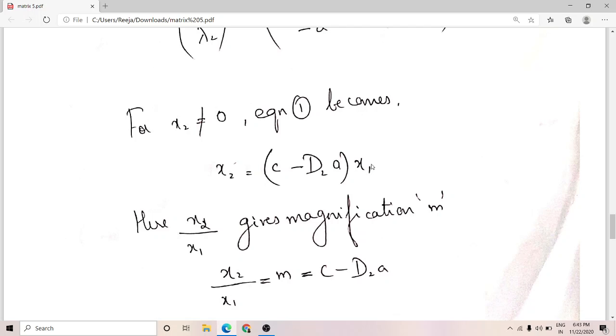Now I am going to write the magnification in this case. Magnification is either image distance by object distance or image size by object size. So x2 by x1 gives you the magnification. So x2 by x1 is equal to m is equal to c minus d2a.